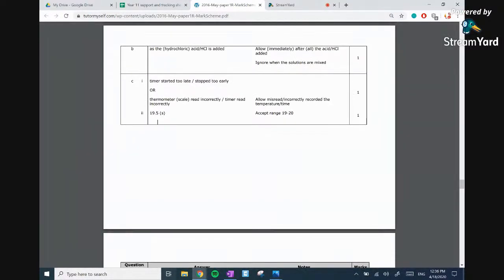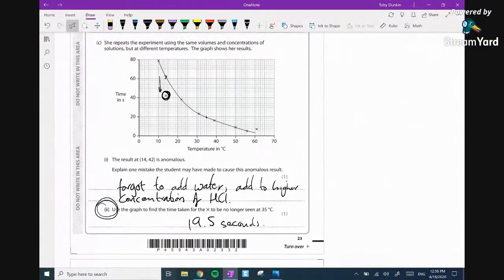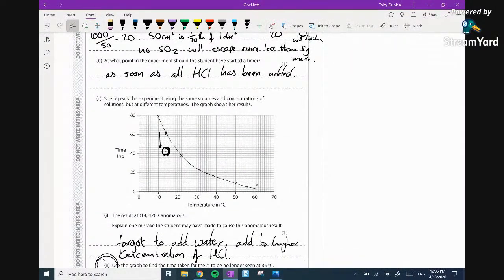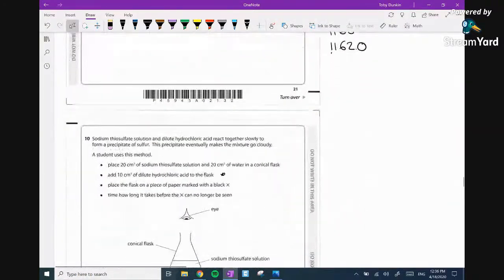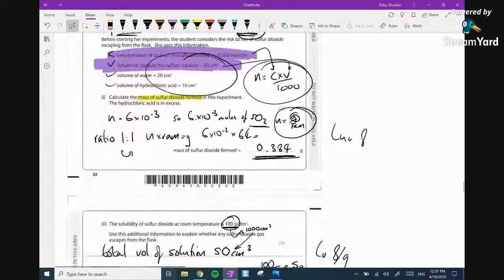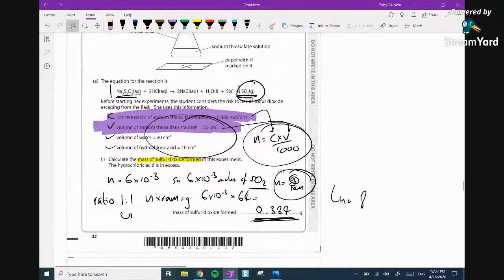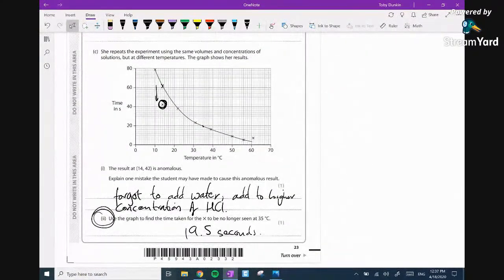I disagree. I feel like there's more that they should allow here. I want to check why they won't accept my answer. Forgot to add the water. Followed the method. Oh, there's no water. Oops. Oh, hang on. There you go. Oof. Made a mess of that.